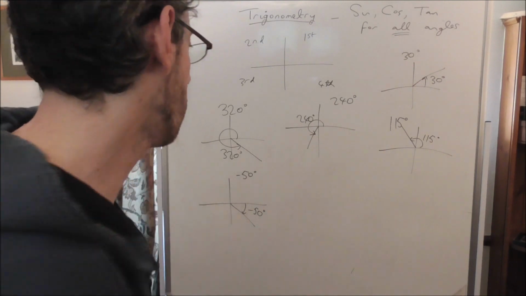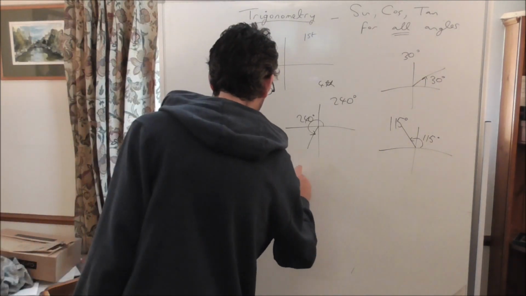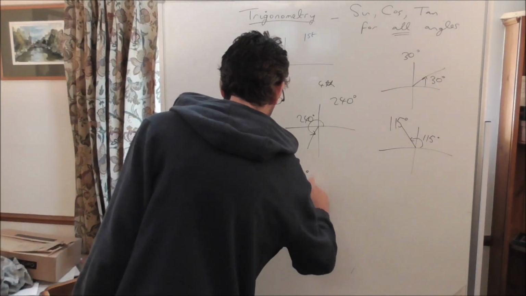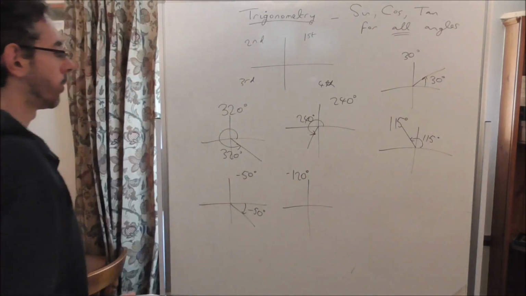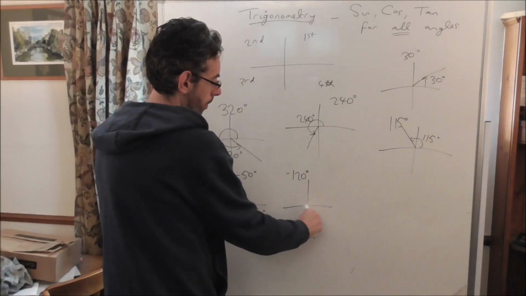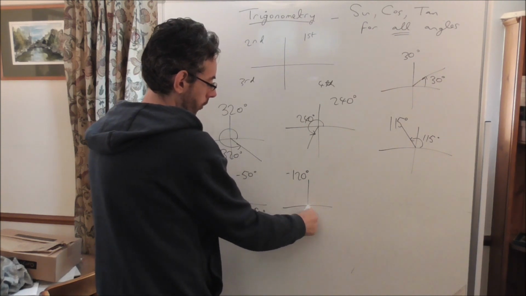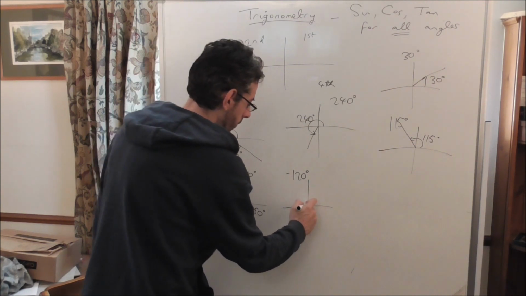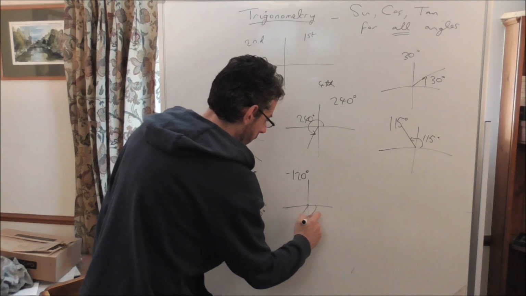Let's do another negative one. Let's do minus 120. Where's that going to be? Well, that's 0, and that's minus 90, and it's just 30 degrees on from that, so maybe about there. So this would be minus 120 degrees.